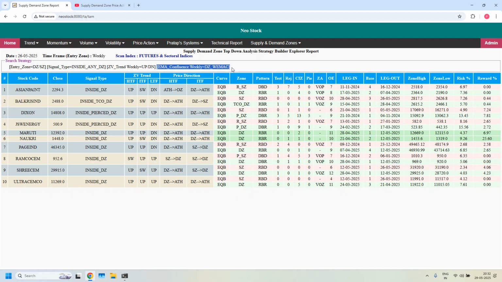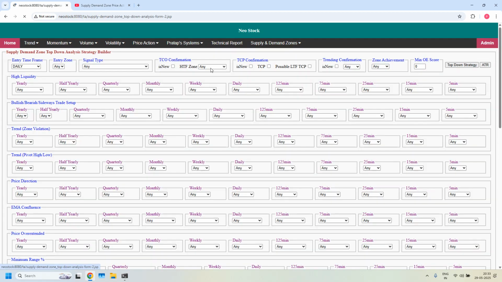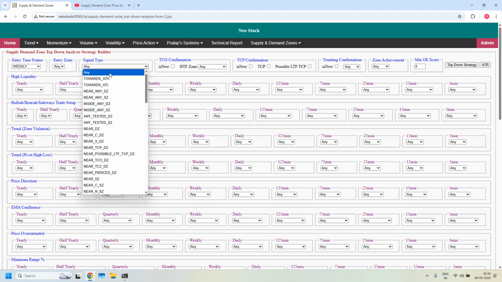Look into the filter, search filter. And trend is either up or down. Okay, next. Price closed inside the weekly supply zone.